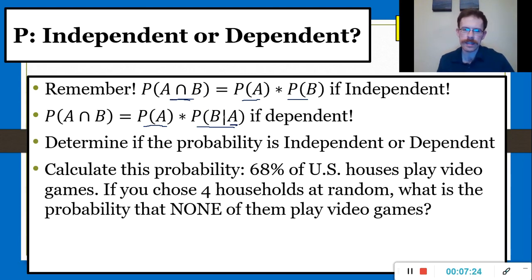Alright, determine if this is independent or dependent. Calculate this probability. 68% of US households play video games. If you choose 4 households at random, what's the probability that none of them play video games? Well, one thing we're definitely going to need to know how to do on this one is that if 68% of households play video games, what's the probability that they do not play video games?